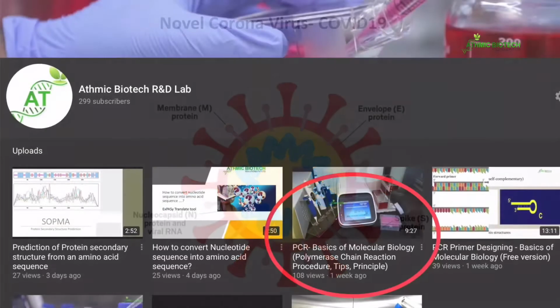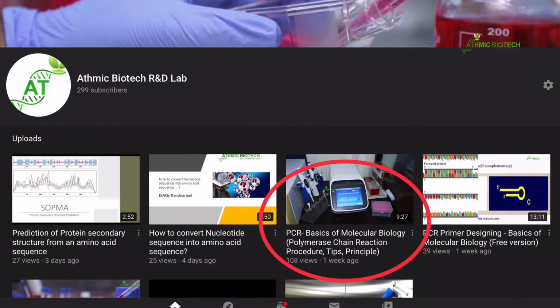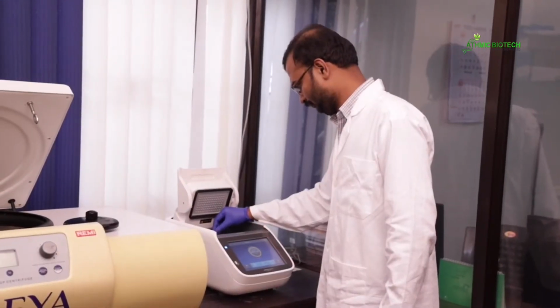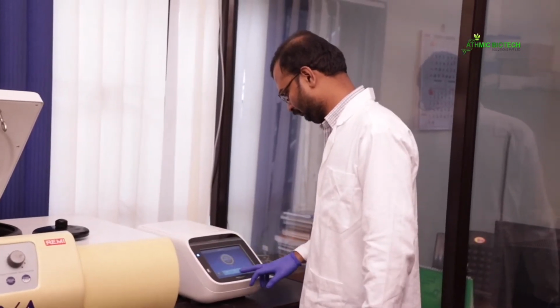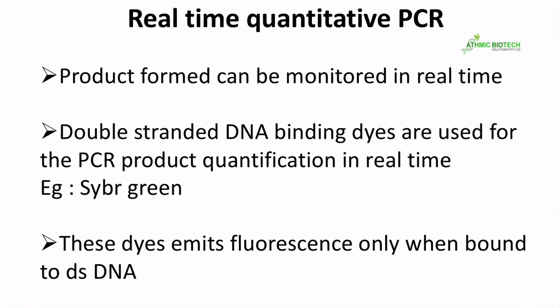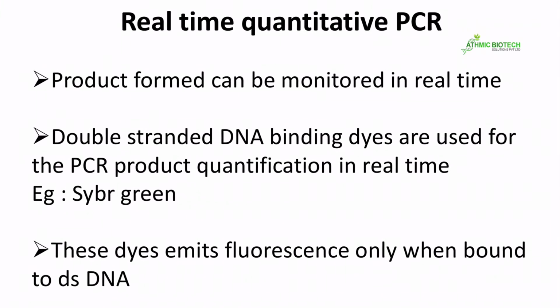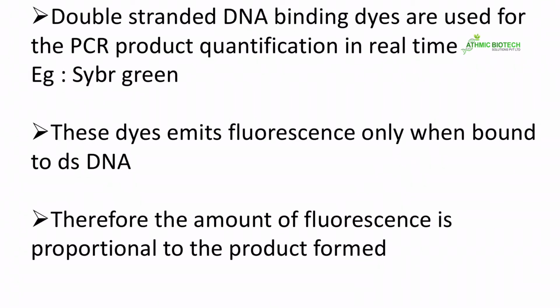viruses. In one of my previous videos I have discussed normal PCR. The only difference between normal PCR and real-time quantitative PCR is that here we are using a double-stranded DNA binding dye, for example, SYBR Green. This will bind with the double-stranded DNA and emit fluorescence only when it is bound to double-stranded DNA. So thus we can monitor the product formed in real time. That is the advantage of real-time quantitative PCR over conventional PCR.